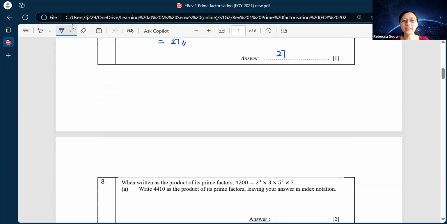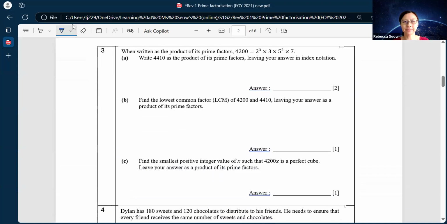Now, moving on, let's take a look at question 3. When written as the product of its prime factors, 4,200 is 2 to the power of 3 multiplied by 3 multiplied by 5 to the power of 2 multiplied by 7. So part A, write 4,410 as the product of its prime factors, leaving our answer in index notation.